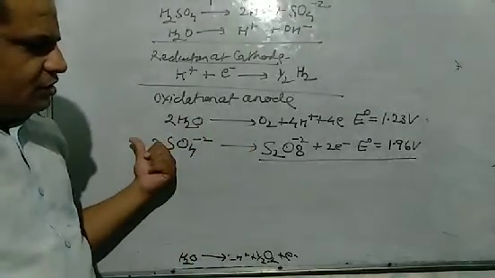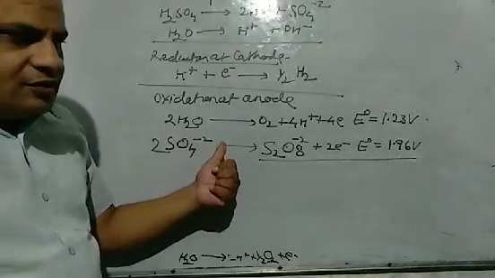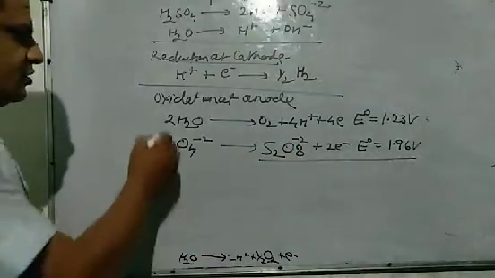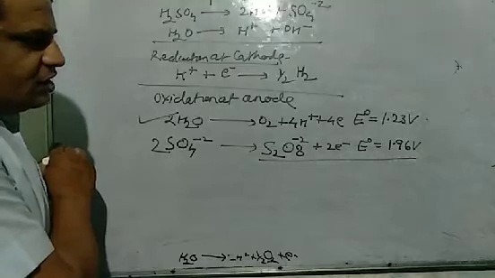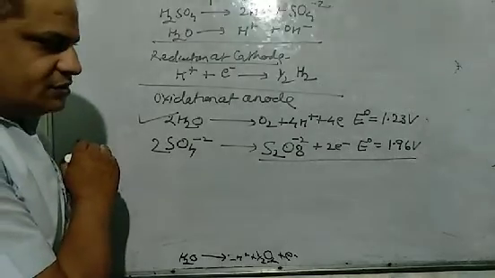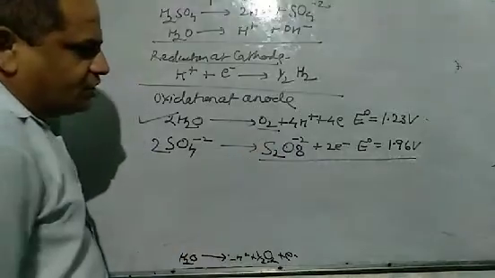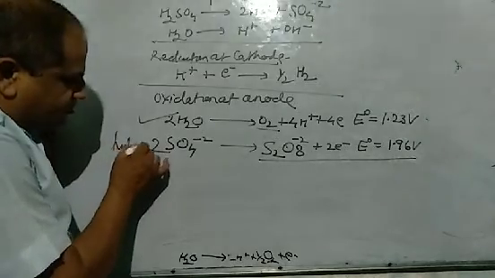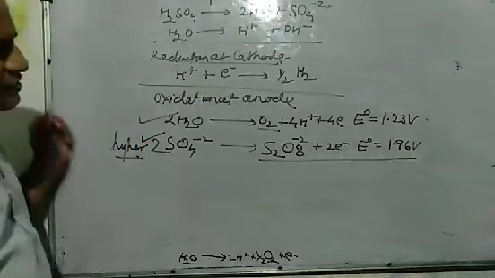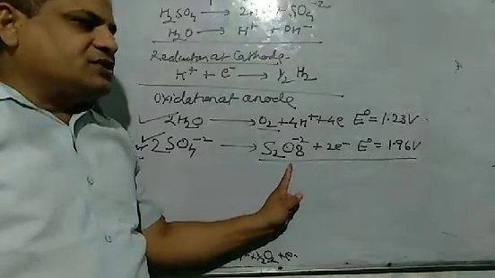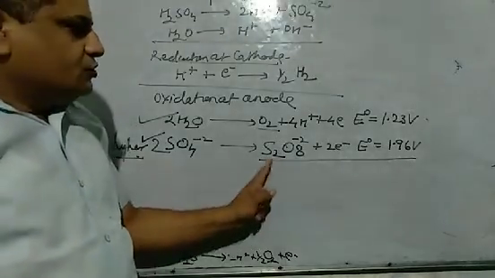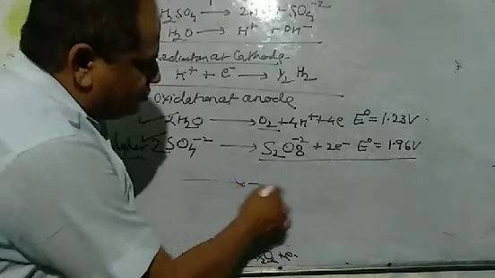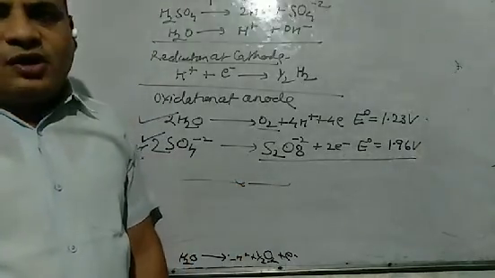But here concentration decides the product. At lower concentration, the first reaction occurs as the oxidation reaction and oxygen is obtained. Whereas at higher concentration, the second reaction occurs as the oxidation reaction and persulfate ions are obtained. So here concentration decides the product at the anode. So it ends now. Thank you.